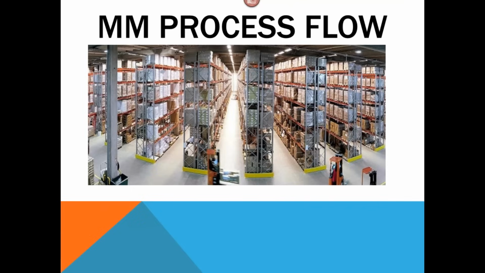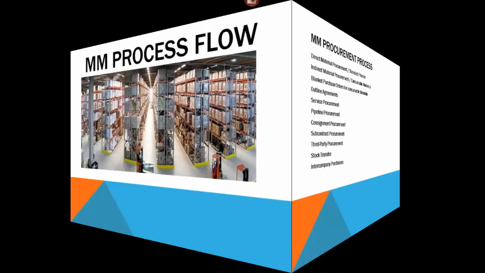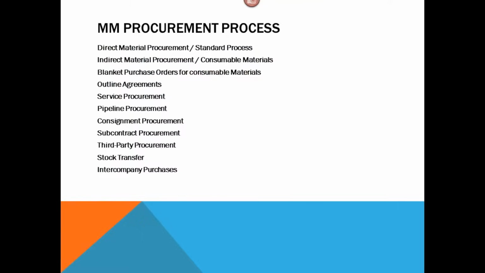Can you see the screen? Which screen are you seeing? Yes, sir. Right, MM process flow. It's racks, material racks. So this is the basic example of your warehouse. The warehouse will be looking like this. Then MM procurement process.